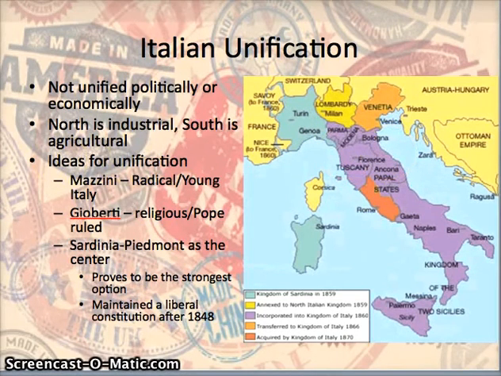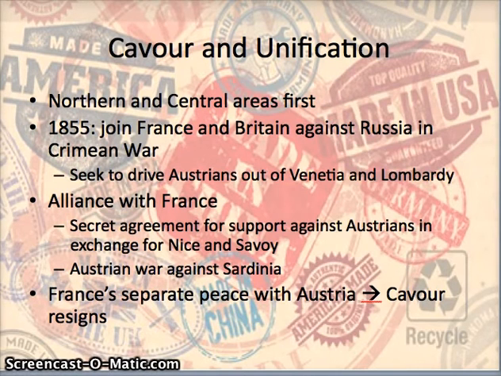Okay, areas that are going to be more influenced by Italian movements for unification than the South. All right, so how does he do that? He actually does this by rallying the support of some other countries.